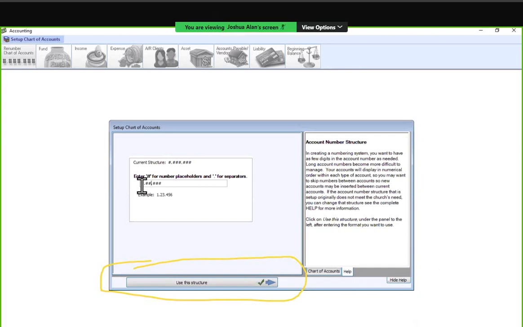So that's why I was saying 99,999, because the first digit is always the account type. So we're going to use this account structure. Click the button at the bottom.